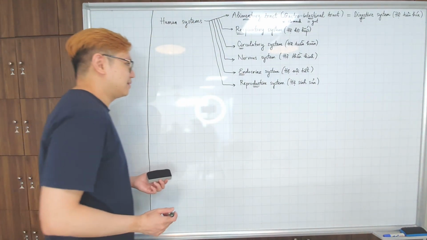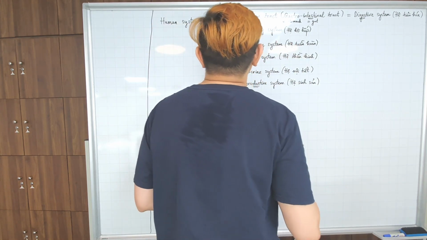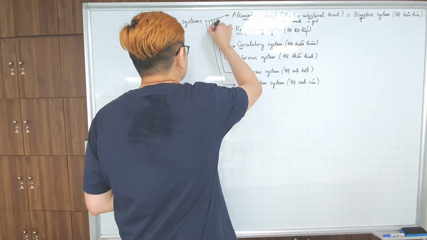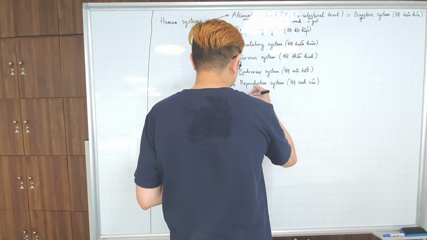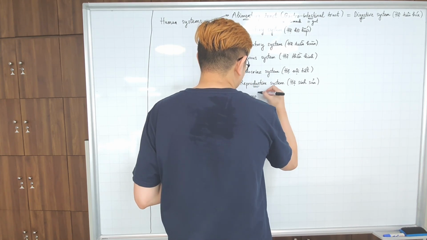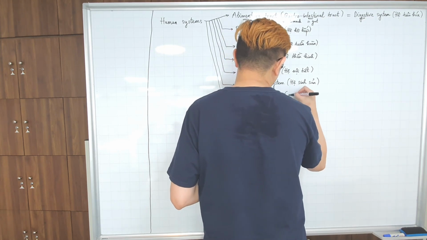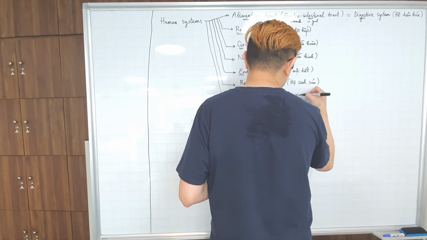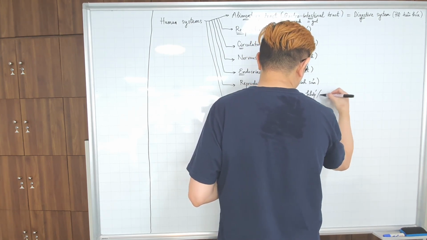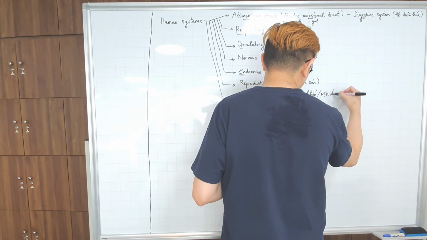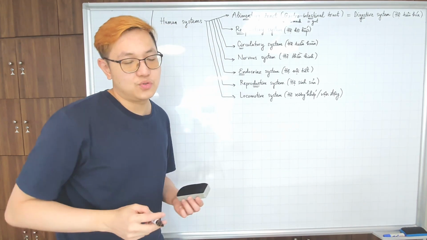Reproductive system. We also have another one which is the locomotive system. So basically about bones, muscles, and how they help humans to move.